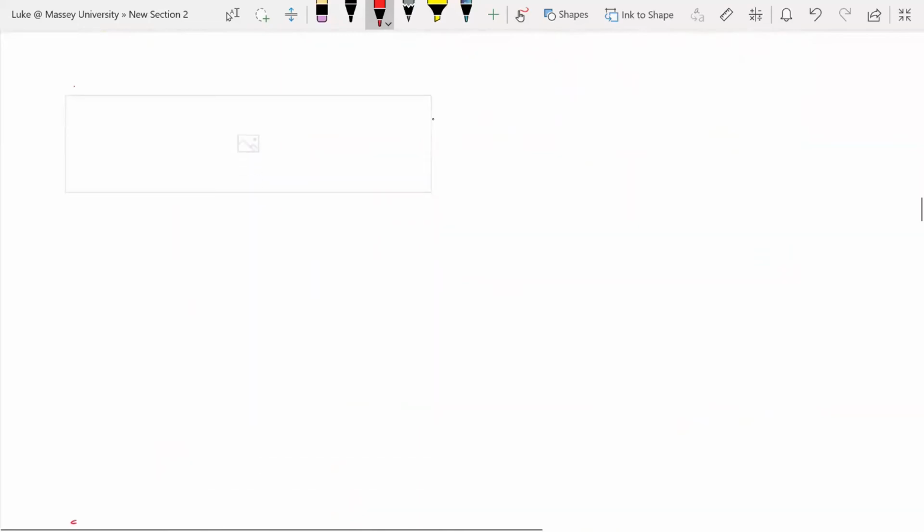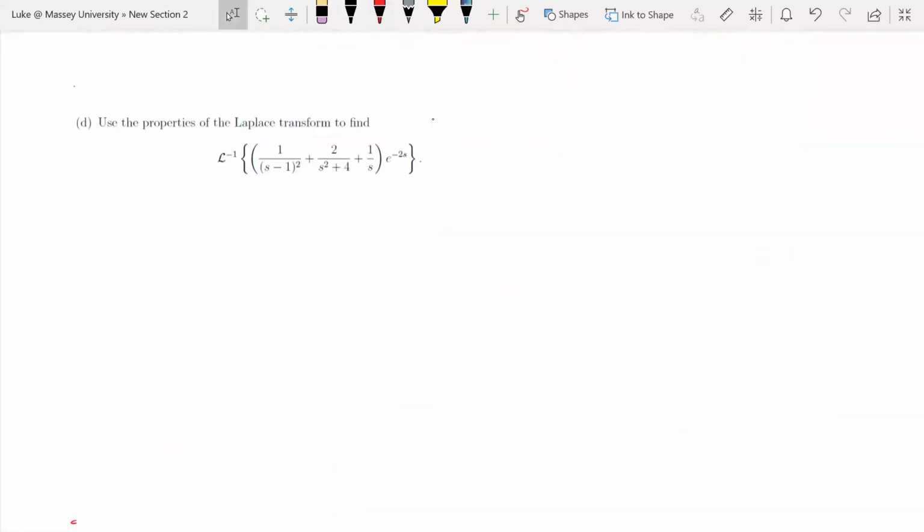Okay, moving on to part D now. Use the properties of the Laplace transform to find the inverse Laplace transform of this thing. The first thing I notice about this problem is this e to the minus 2s term. So I already know, because of that term, this is going to be a second translation theorem problem.